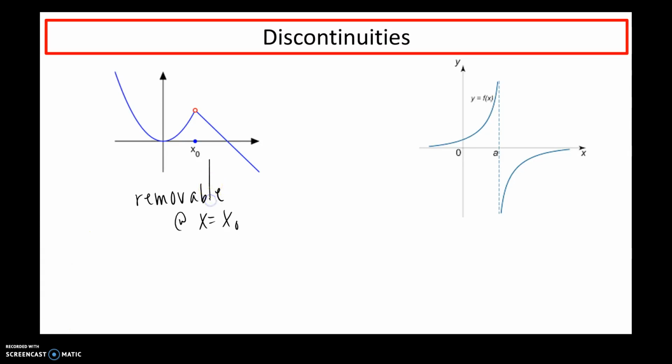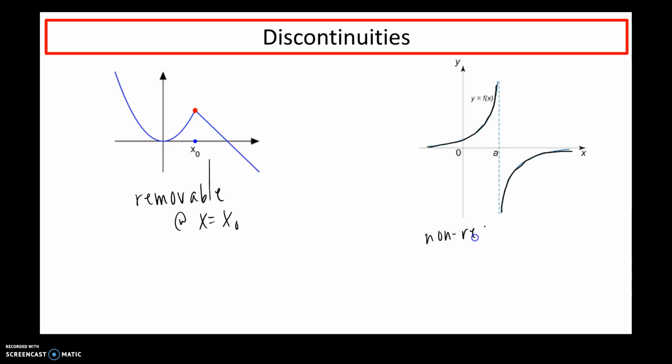Think about it, it's removable because if I just simply filled in that circle, I no longer have a discontinuity. My graph goes on forever. Now the one on the right-hand side, I'm tracing my graph from left to right. Here I go. I have to lift up my pencil at this asymptote in order to get to the other part of my graph and trace this.